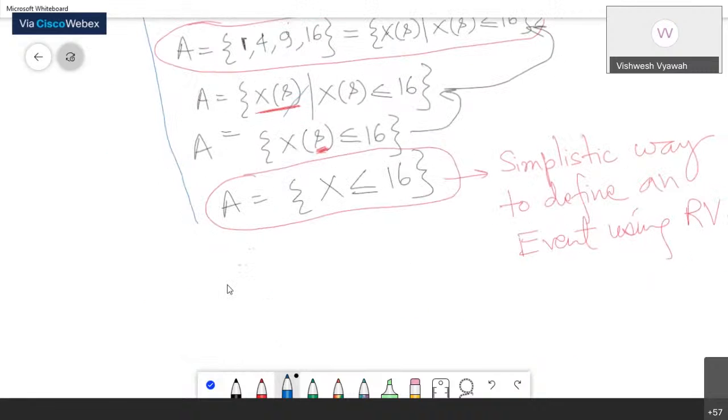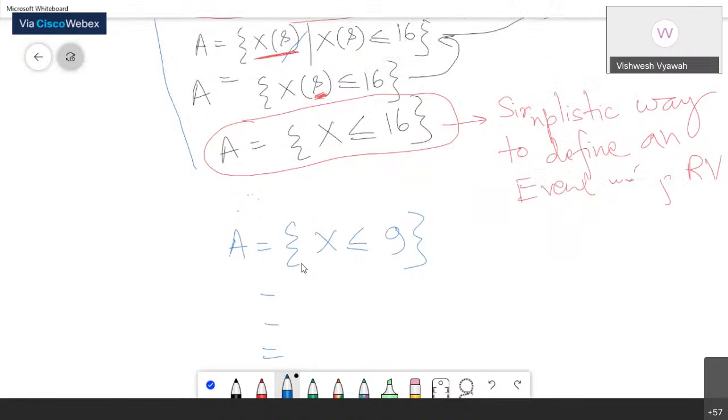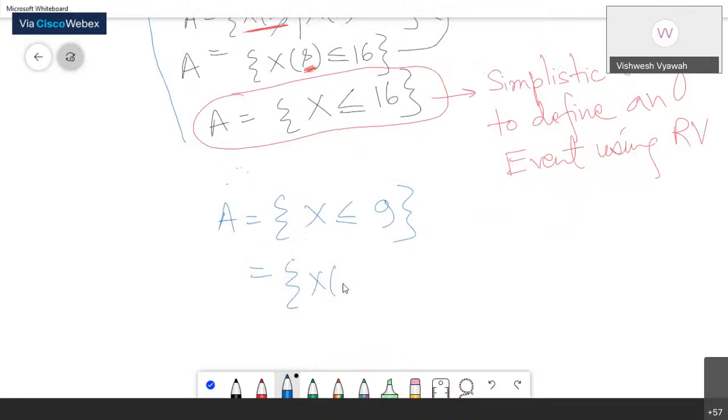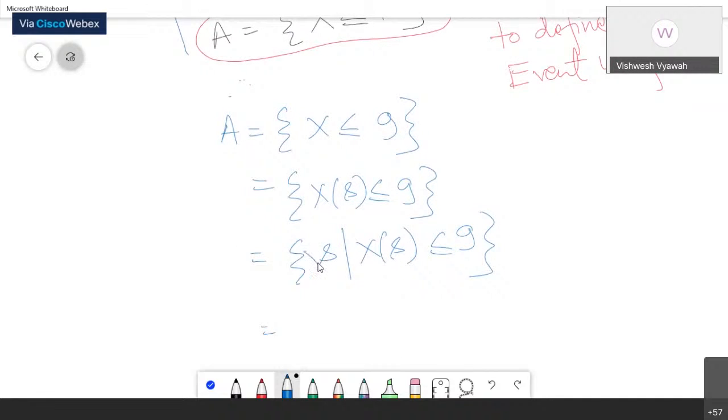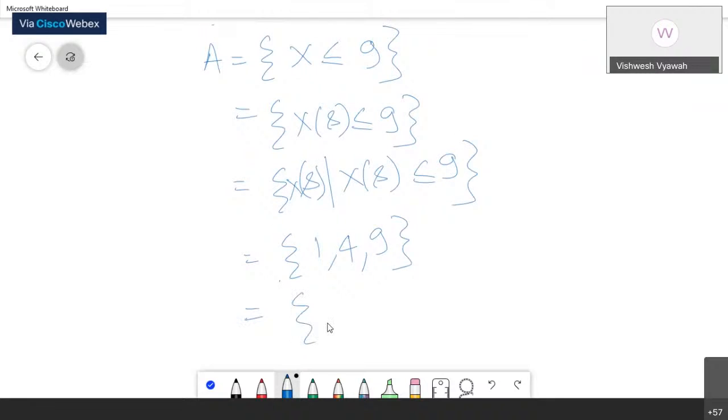So the moment I say that A is equal to x less than or equal to 9, immediately we should be able to do the back interpretation in a way that this is nothing but x of s less than or equal to 9, which is nothing but equal to all s such that x of s is less than or equal to 9, or all x of s such that x of s is less than 9. So x of s, this is nothing but 4 and 9, which is nothing but equal to all s such that s is less than or equal to 3. So basically this is nothing but 1, 2, 3. This is very important.